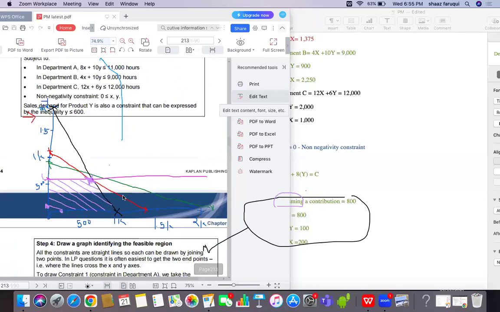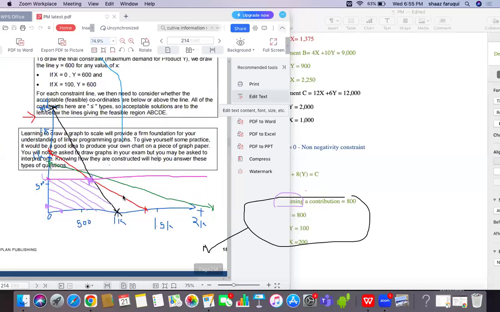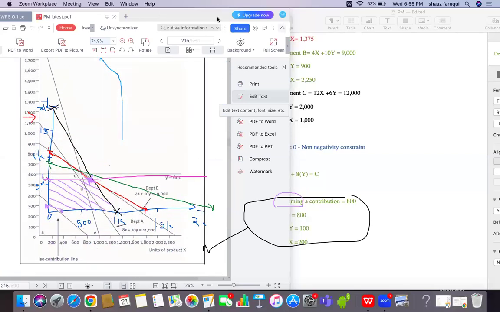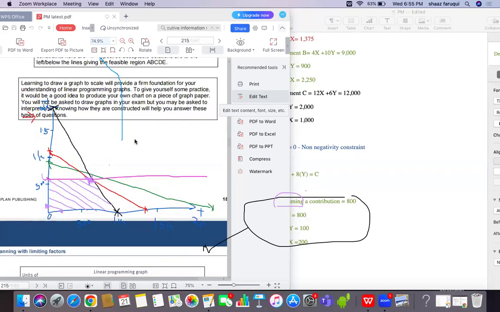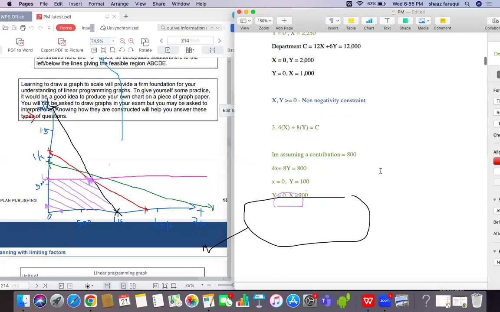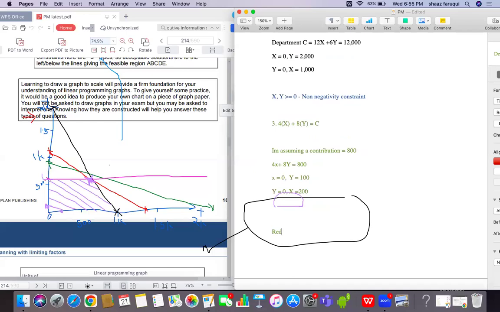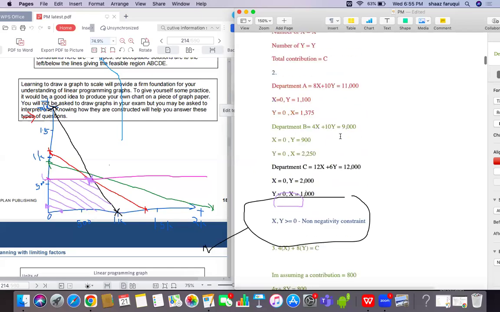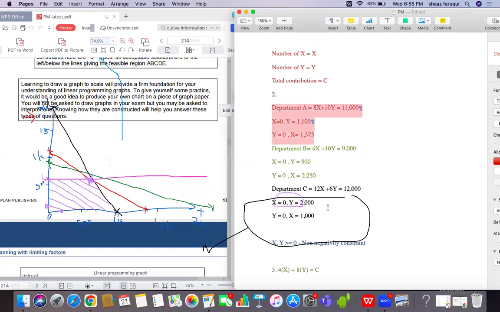Okay, now my drawing is enough. Now I will show you the textbook drawing. I'm going to clear my drawing. Okay, maybe not clear my drawing, because as you see, red and black line are meeting. Red and black line are meeting. Red and black line were which department? Red was department A, black was department C. Okay, now I can clear my drawing.